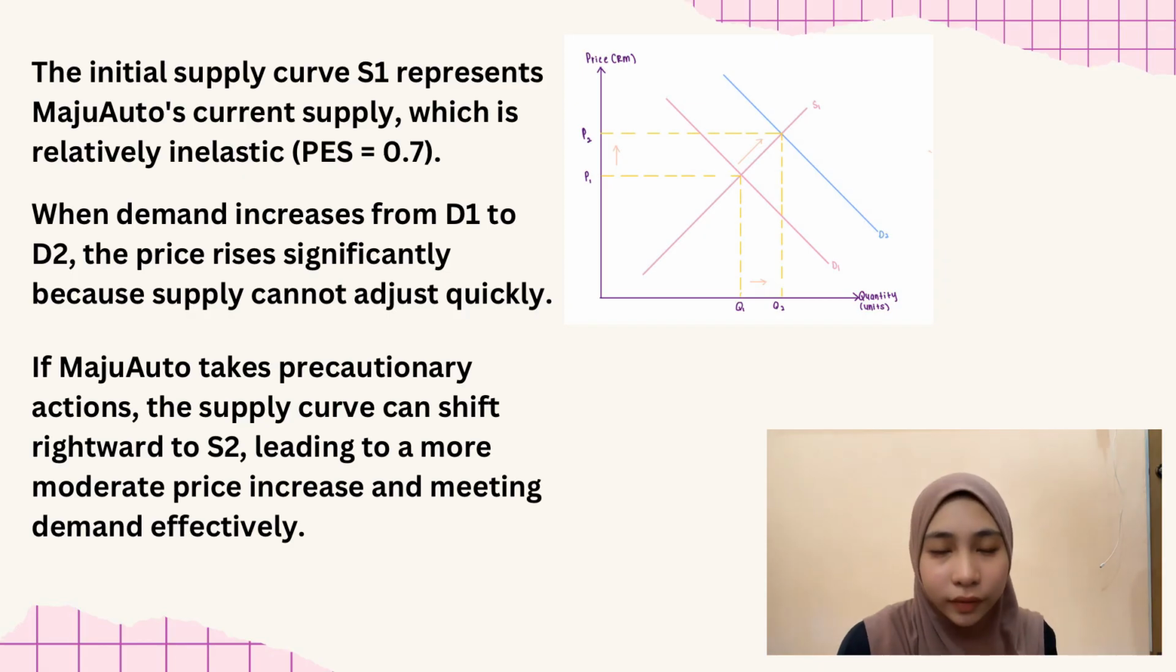The initial supply curve, S1, represents Maju Auto's current supply, which is relatively inelastic, with a PES equal to 0.7. When demand increases from D1 to D2, the price rises significantly because supply cannot adjust quickly. If Maju Auto takes precautionary action like increasing production capacity, a flexible workforce, and technology investment, the supply curve can shift rightward to S2, leading to a more moderate price increase and meeting demand effectively. Other than that, they can also minimize their costs and maximize the profit. Why? Because even when they increase the price, people will still buy it.